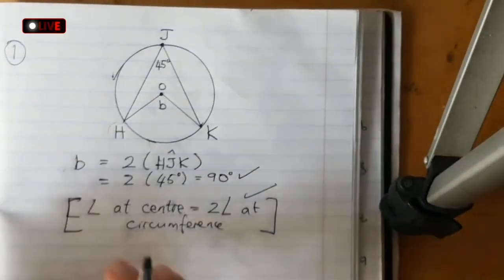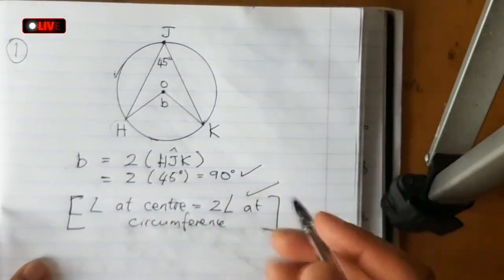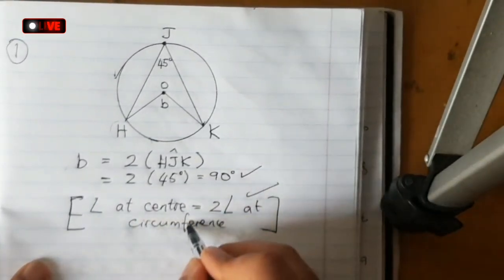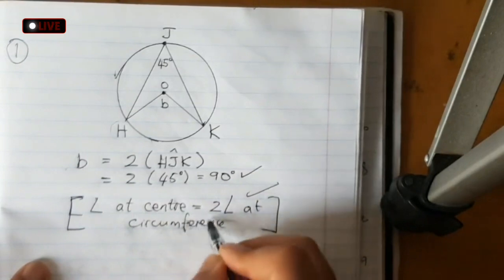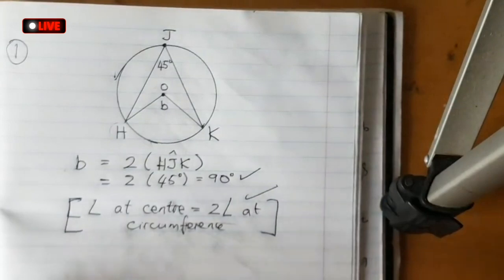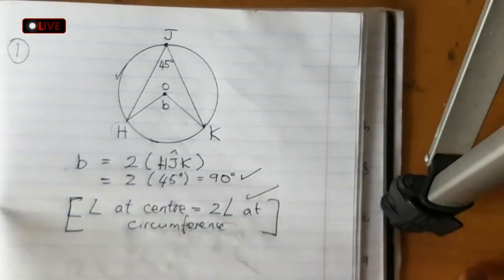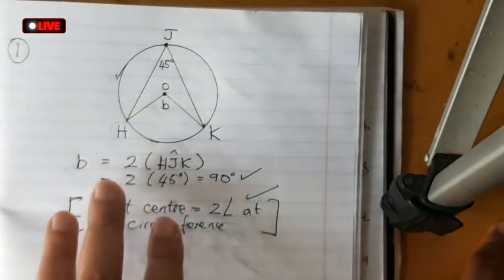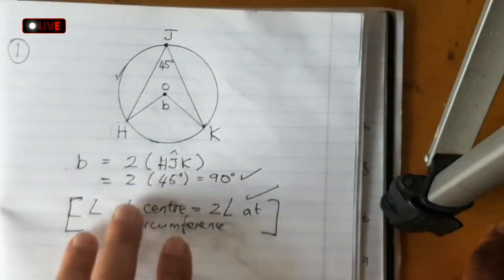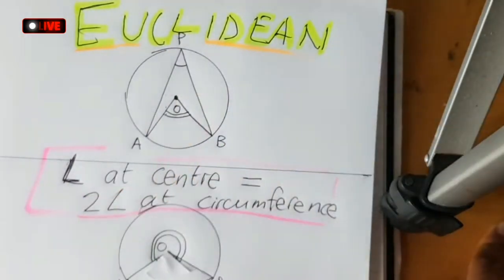Now there's different notations for writing these. Some schools or some textbooks don't write the full word, so it depends on what textbook you're using. But it's very important to include your reason. So for those who have just joined us, just remember we're doing grade 11 Euclidean geometry. We're just focusing on the theorem that says the angle at the center is twice the one at the circumference.